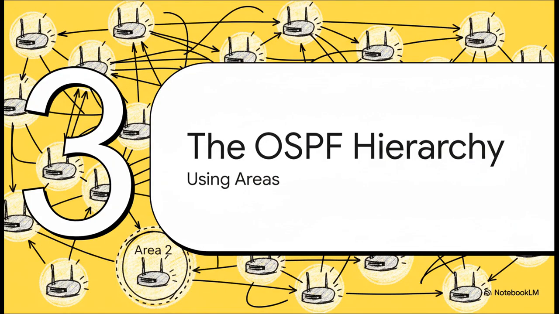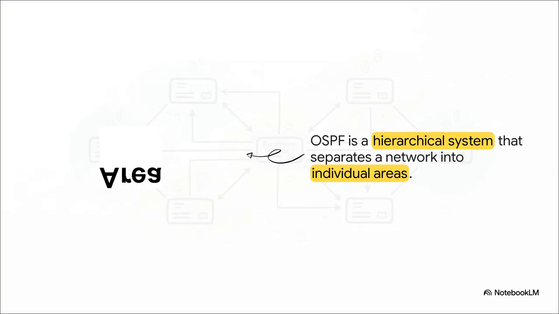So, now our routers are making friends. But just imagine this happening across a massive global network. If every single router had to know every single detail about every other router, well, their processors would just melt. To stop that from happening, OSPF uses this brilliant divide and conquer strategy called areas. The whole idea here is actually pretty simple. OSPF chops up a huge network into smaller, more manageable zones or areas.